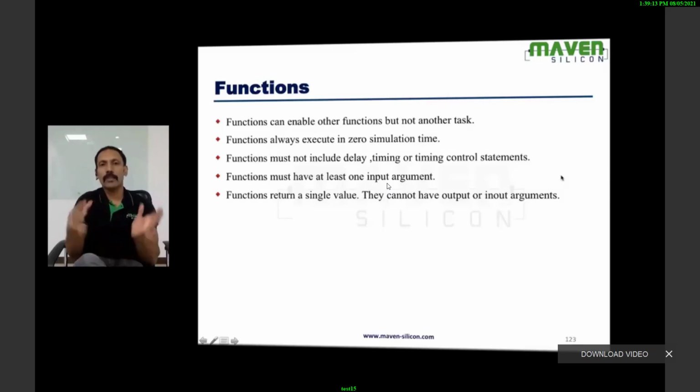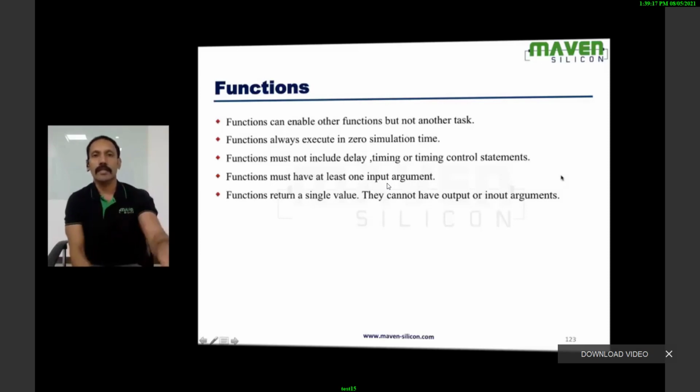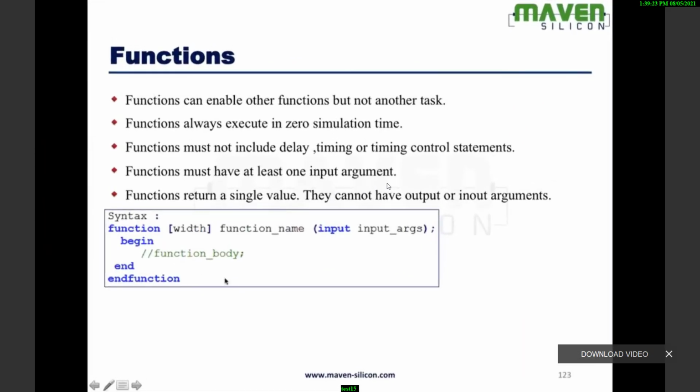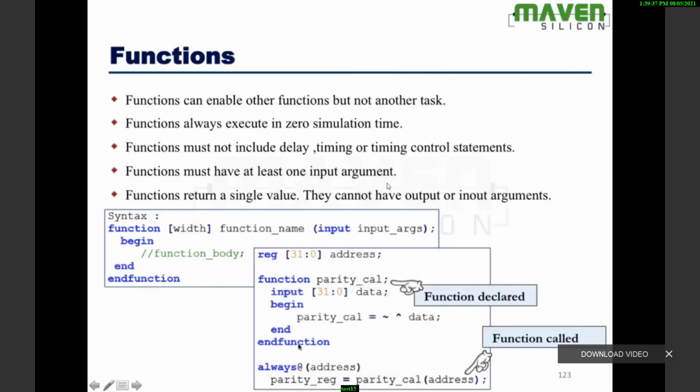And a function can have more than one input argument. It always returns a value through the name of the function. So the return value must be a single value. It cannot have an output argument. So the syntax would look like this: function, name of the function. You are going to get the value through the name of the function, so you need to define the name accordingly, and there is input. You define the functionality.